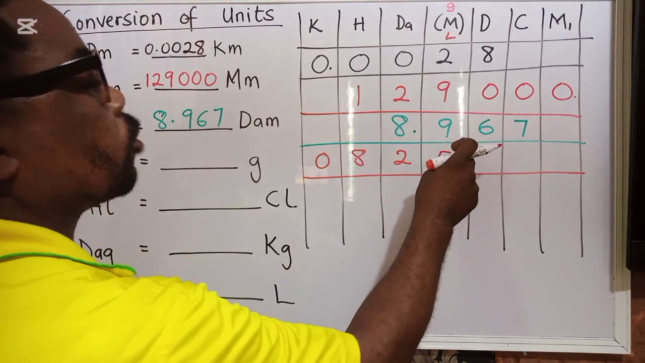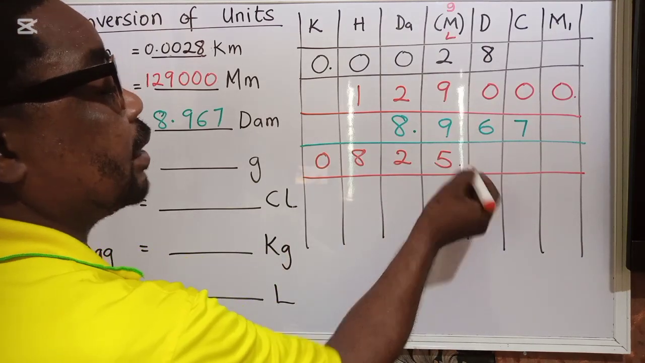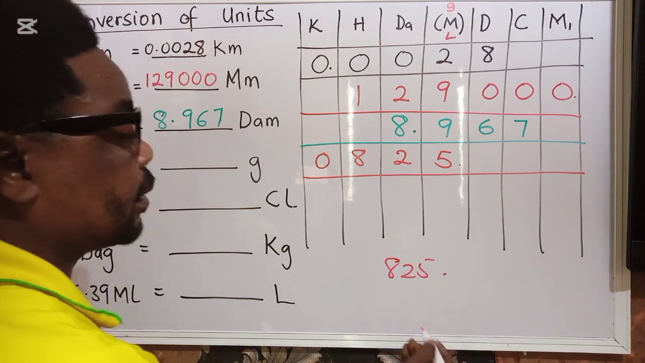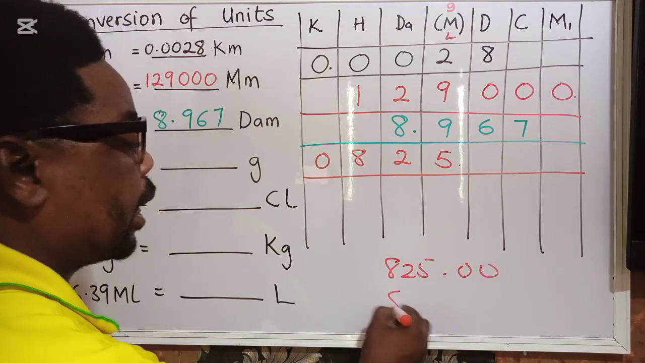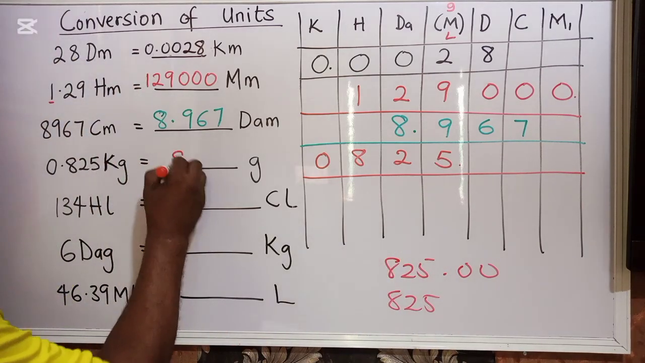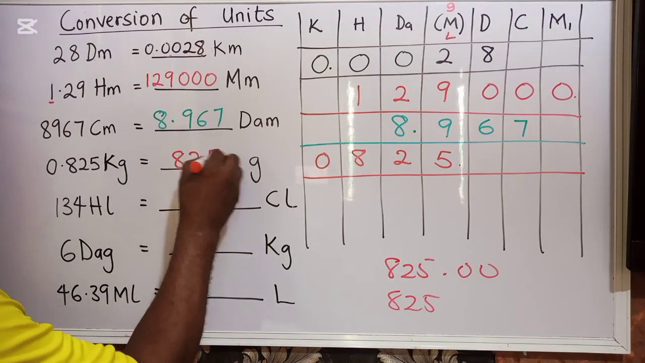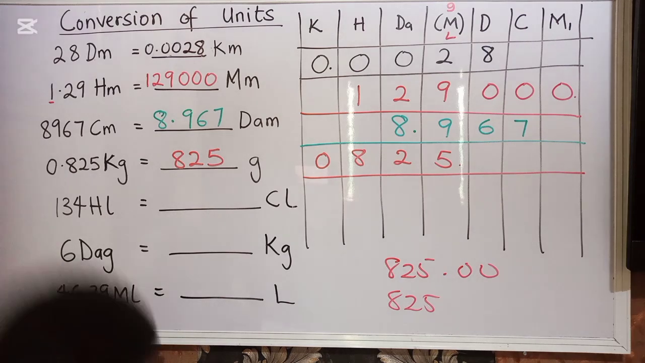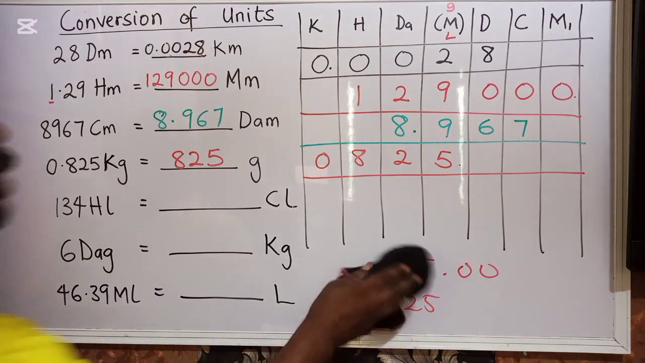Because we got to the gram successfully, if you put point here, it makes no difference. Because 825 point maybe 00 or 825 is the same thing. So we just have our 825 grams. That is what that is going to give us. Let's continue.